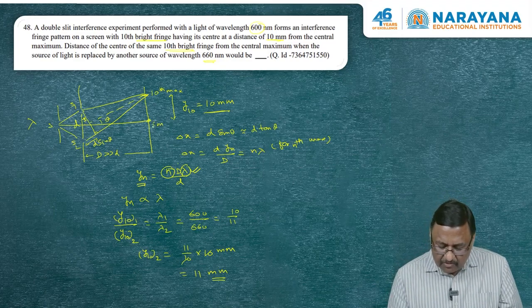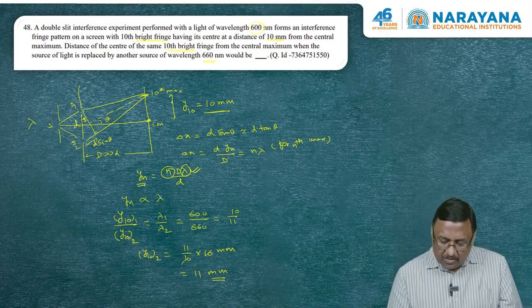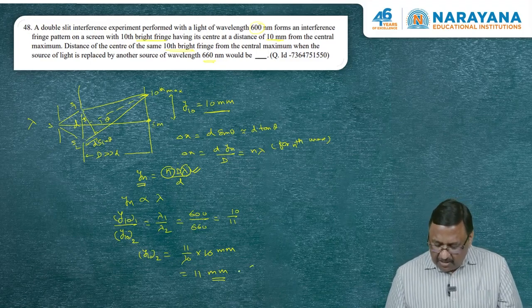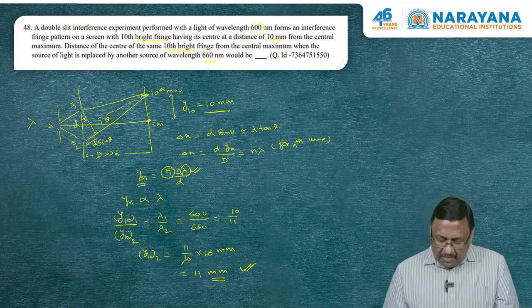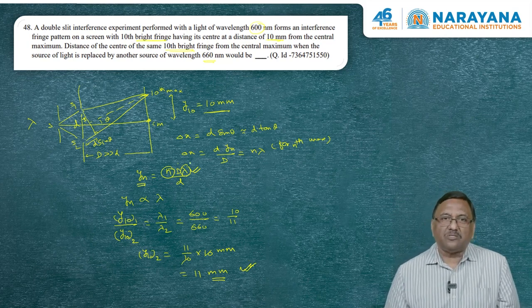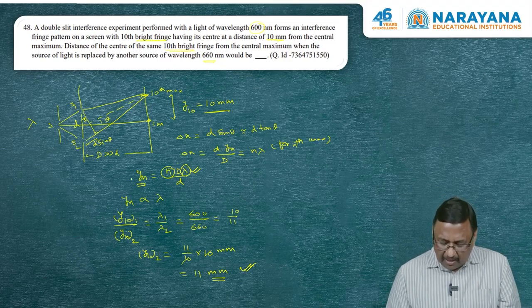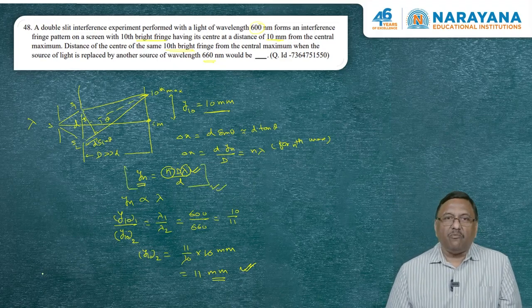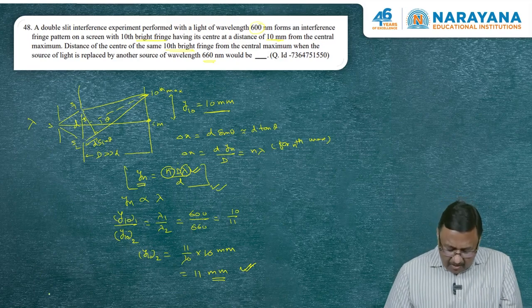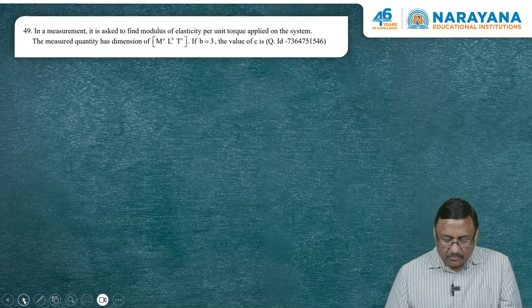This is the position of central maxima here. So this is what we are asking, and 11 should be the answer for this question. This one is simple, again just a formula based question. So you know the formula: yn is how much? If you remember this formula, this question can be solved very easily. Okay, let us go for the next question now.